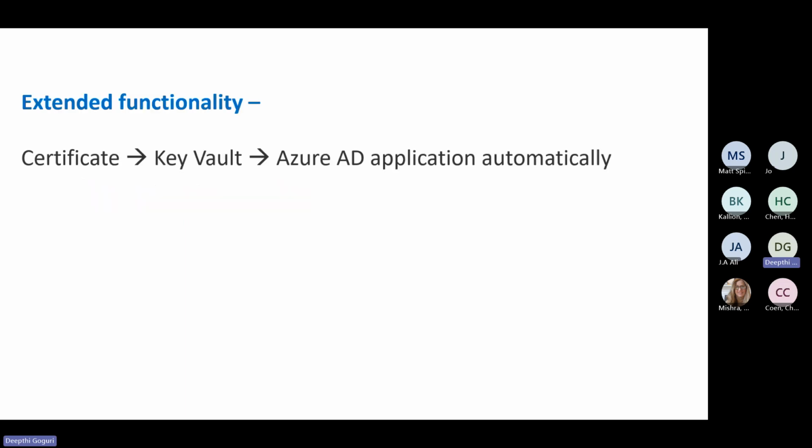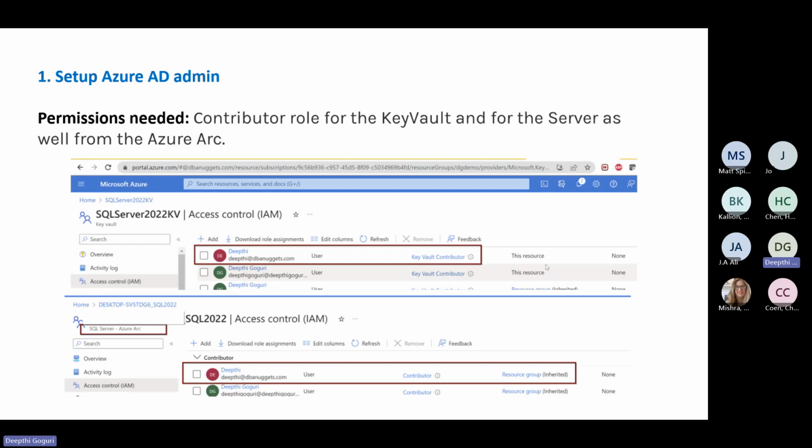So the prerequisites are, you need to first create the certificate. Again, if you're doing it manually, you need to create the certificate and put that certificate in the Key Vault, where the Azure AD application will automatically create. We will see the step by step of how to do that.